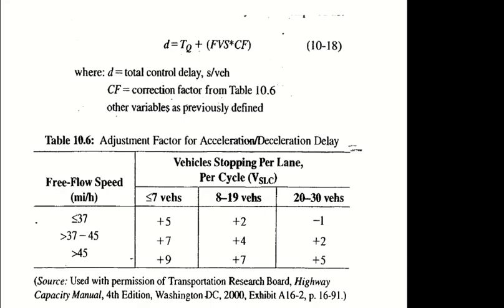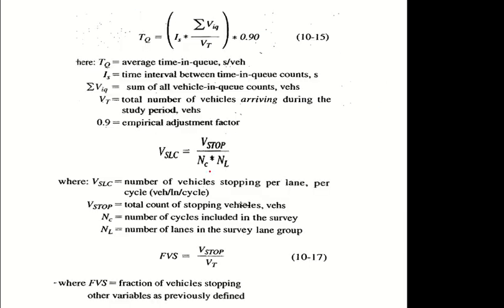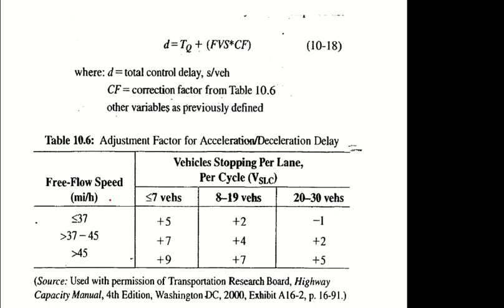Now remember I told you that you need the free flow speed as well. We haven't used free flow speed until now. So now you can see here in this table the free flow speed is being used. So we need VSLC, the second value here, and we need the free flow speed. On the basis of that, you will have the correction factor. Okay, let us look at an example.